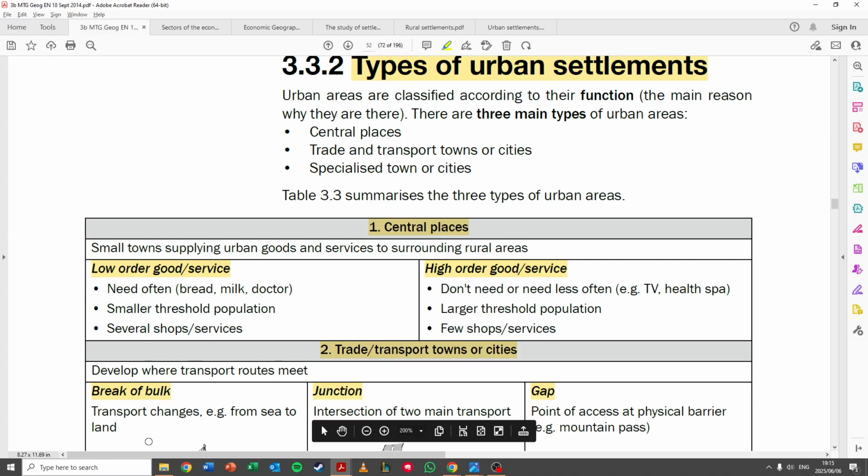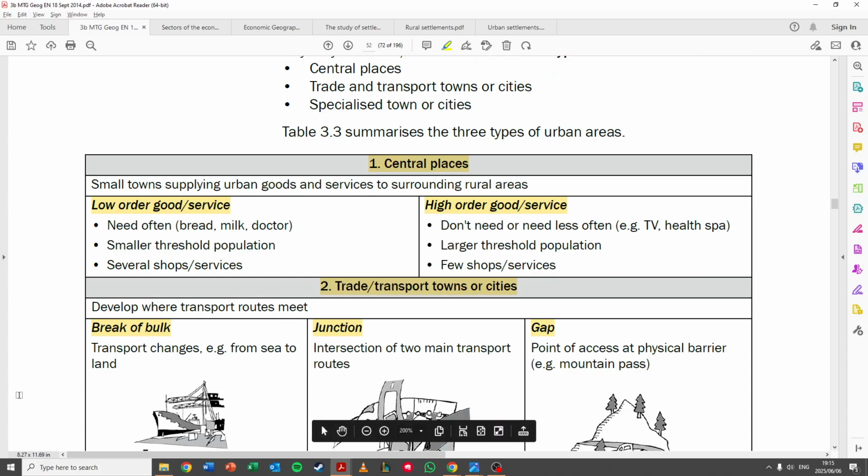Okay, now there are three main types of urban settlements. There's central places, trade and transport towns or cities, and specialized towns or cities. So the first one is your central place. This is typically where you have a town that surrounds or supplies the surrounding area with goods and services.